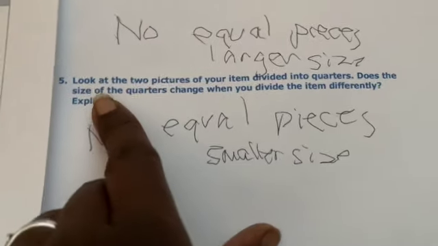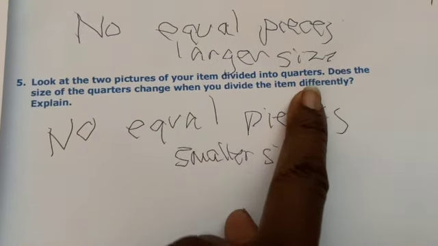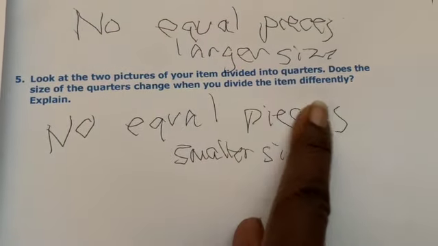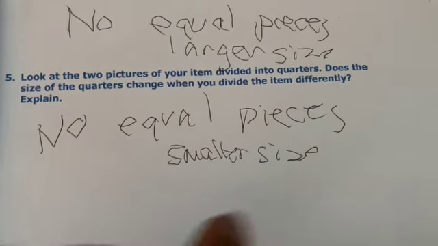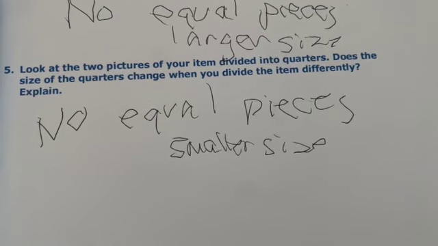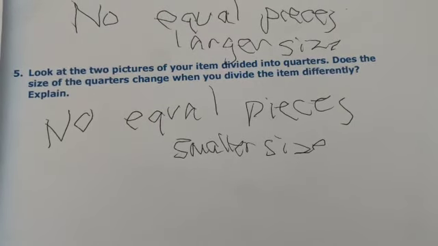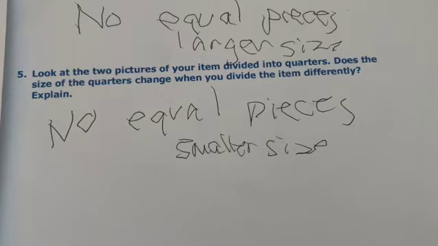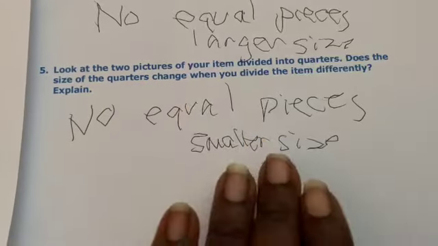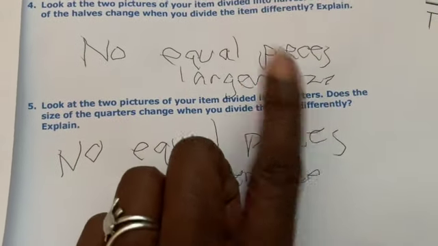Okay, let's look at this one right here. Look at the 2 pictures of your item divided into quarters. Does the size of the quarters change when you divide them differently? And then explain. And so the question is saying, does the size of the quarters change? And so no, when you divide them differently. No, they don't. It's just equal. They're equal pieces, but just in smaller sizes. And again, this one is equal pieces, in larger slices.